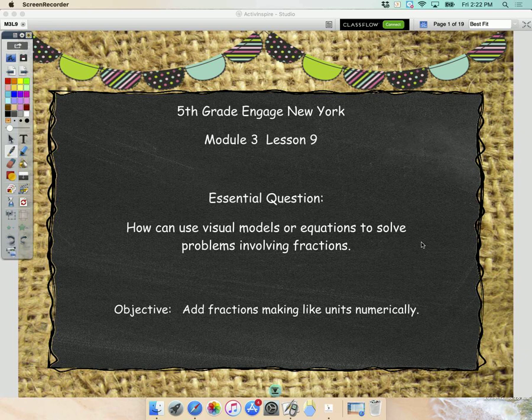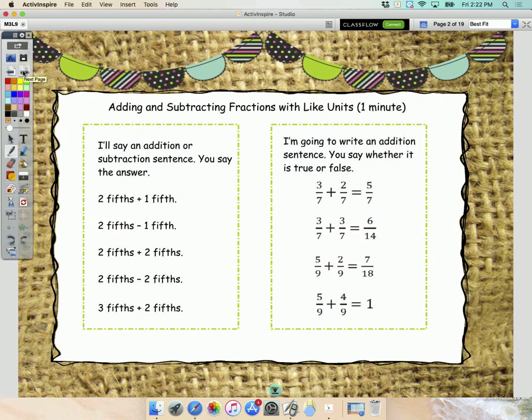Add fractions, making like units numerically. We're not drawing boxes anymore. I know, you're ready for this, aren't you? So the first thing we're going to do is just go through and answer each of these questions.